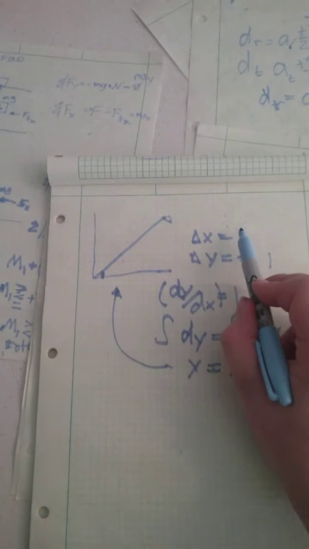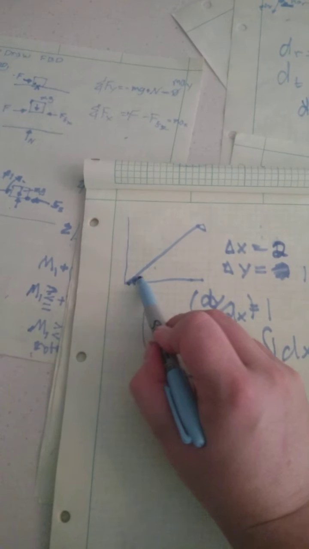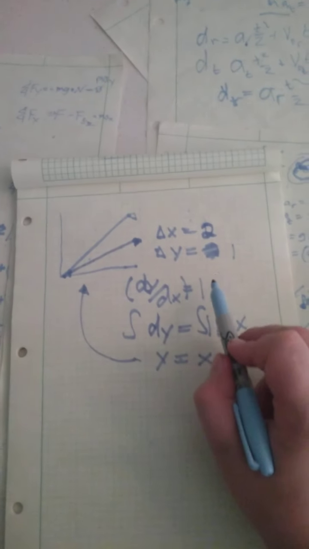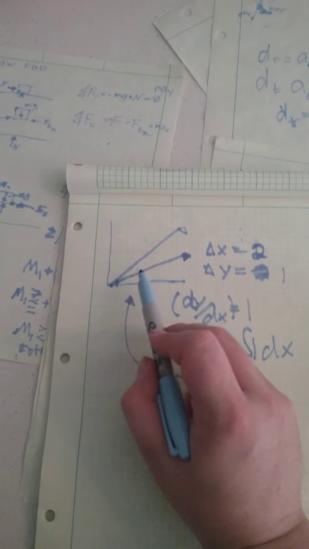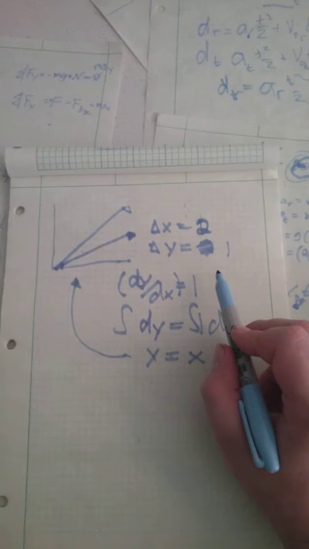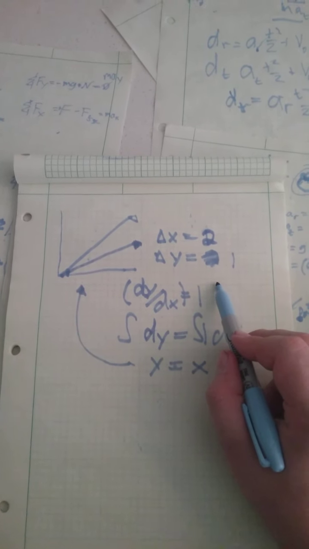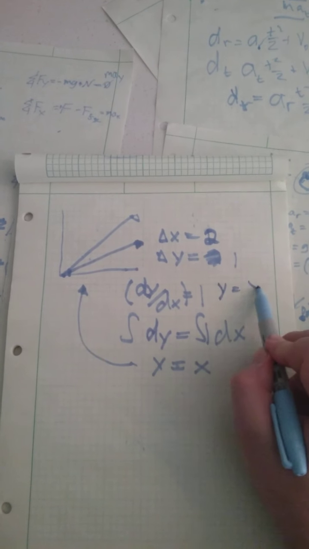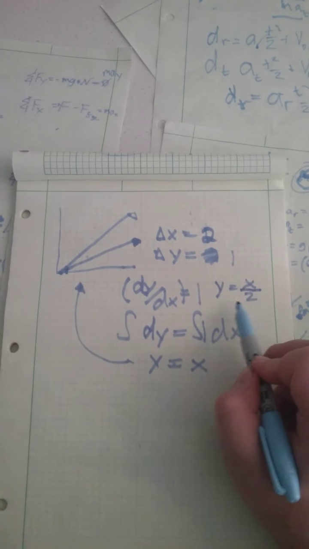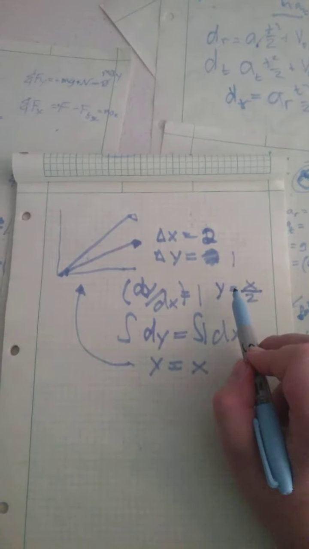Okay, so if the change in x was equal to 2, you'd have something like this, where you have every one y. So if you have y equals 1, you have x equals 2. So you have y equals x over 2. When y is 1, x must be equal to 2.